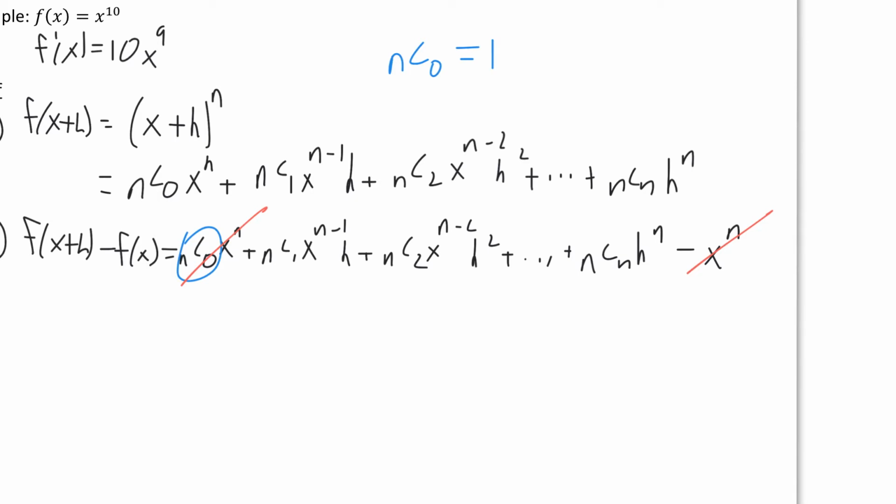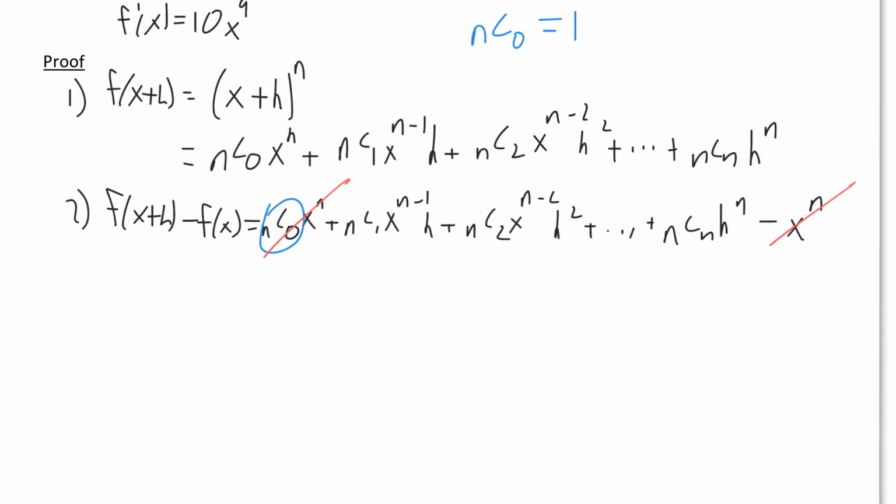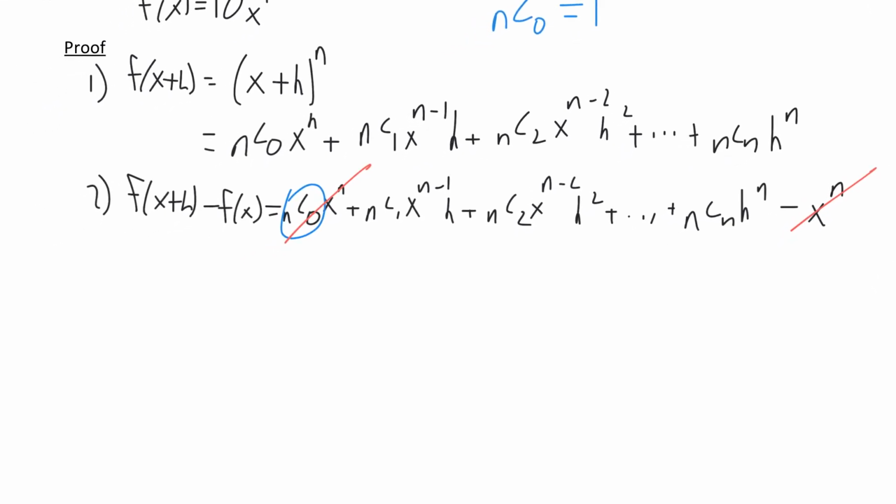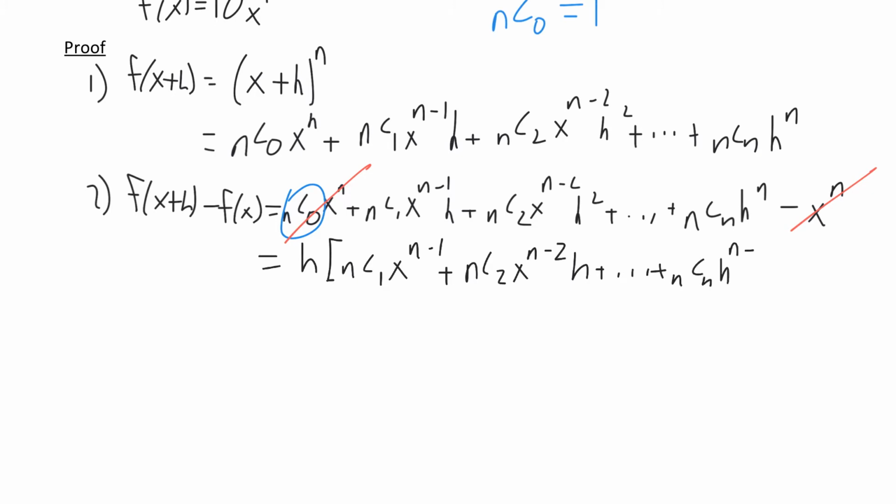And now I'm going to go ahead and actually factor on this step because if you notice, there's an h squared, there's an h to the n, there's an h in common with each one of these terms. And so I'm going to go ahead and factor out that h now just to save me some time later on. So we're going to factor out the h, and we're going to get nC1 x to the n minus 1 plus nC2 x to the n minus 2 h plus ncn h to the n minus 1.